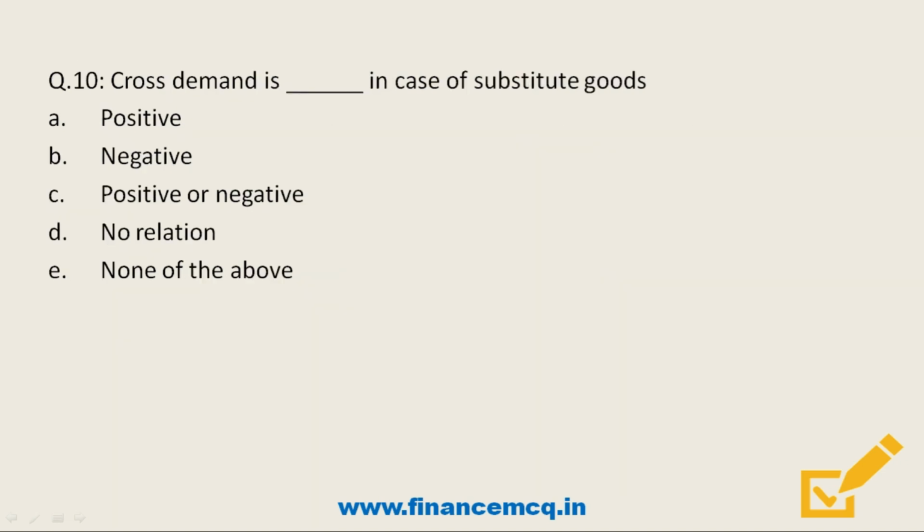Moving on. Next question. Cross demand is dash in case of substitute goods. Option A is positive, option B is negative, option C is positive or negative, option D is no relation, and last option, none of the above. So friends, here the correct answer is option A, that is positive. So friends, let's understand this with an example of ink pen and ball pen. So a rise in the price of ink pen will lead to the increase in demand of ball pen and vice versa. So that means cross demand will have a positive impact in case of substitute goods.